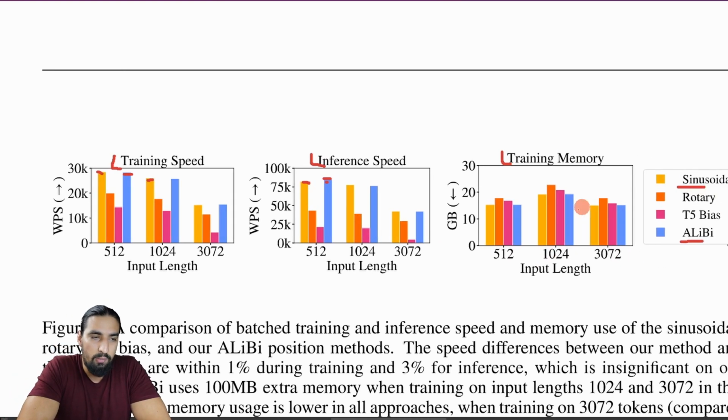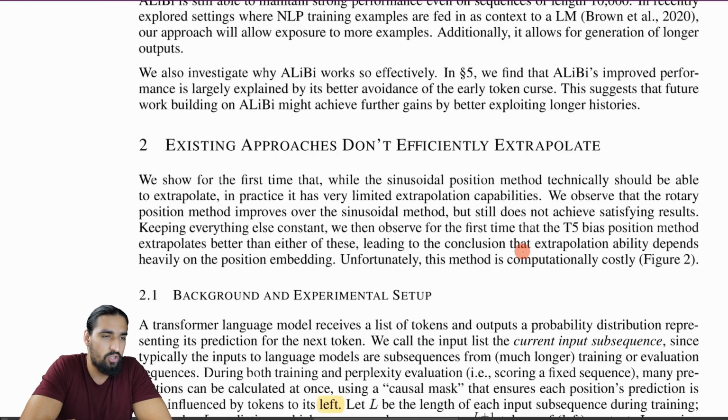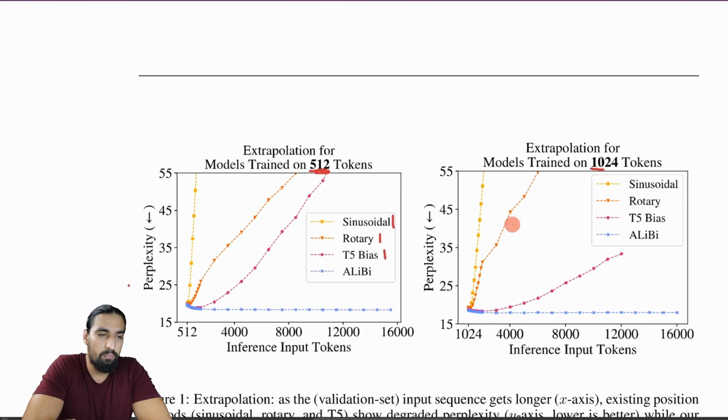And finally, the training memory, again here, lower is better, so the number of gigabytes. You can see that sinusoidal and the ALiBi are on par, and the rotary and T5 bias, even though they achieve some kind of extrapolation, as we saw on the above chart here, so we saw some better performance, obviously, compared to the sinusoidal one, we see that there is a huge trade-off.